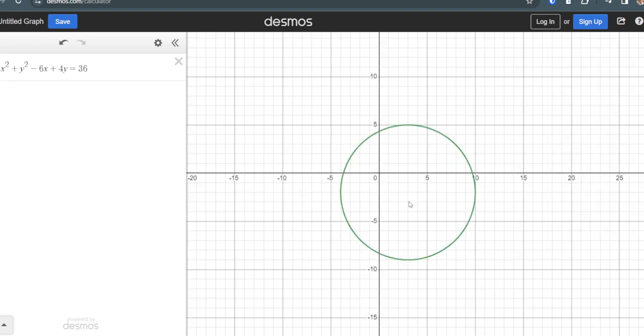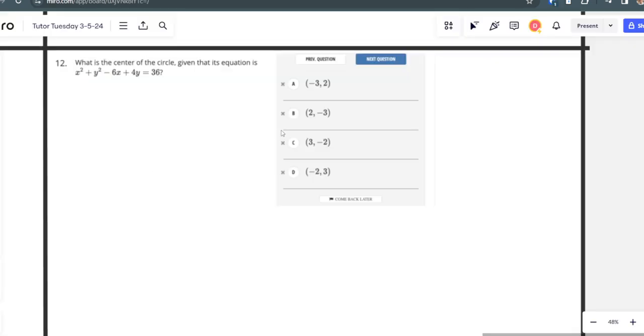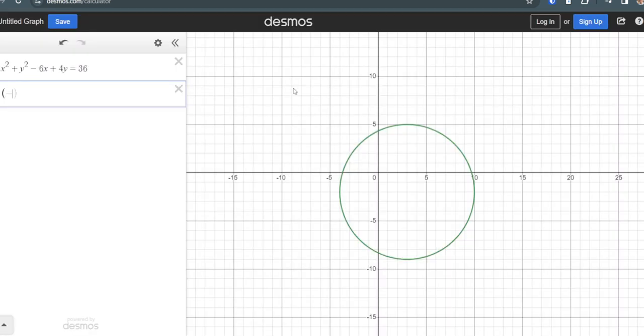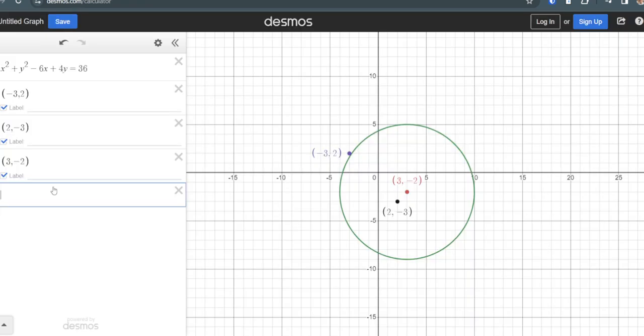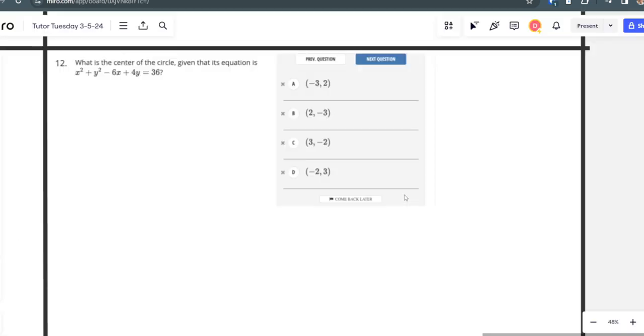That looks more like a circle. If I just visually check points like -3, 2, that is definitely not the center of the circle. If I check something like 2, -3, it's closer, but it's not the center. 3, -2. Oh, that one looks very, very close. And -2, 3, that one's very far away. So it looks like our actual center of the circle is going to be 3, -2, which would be answer choice C here.